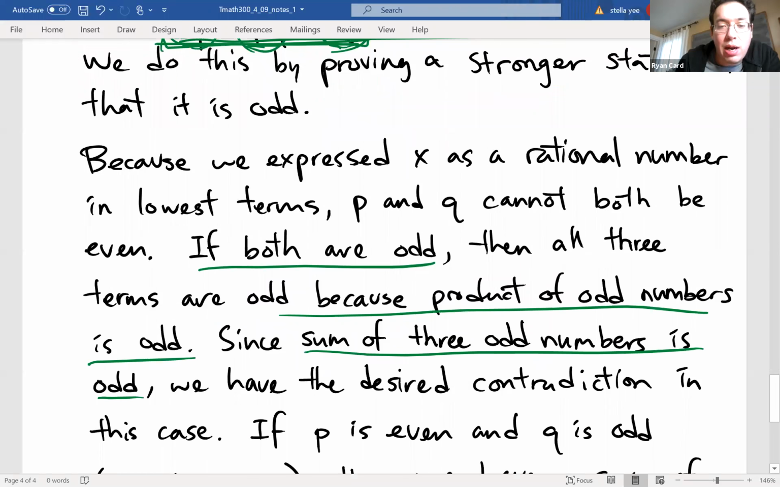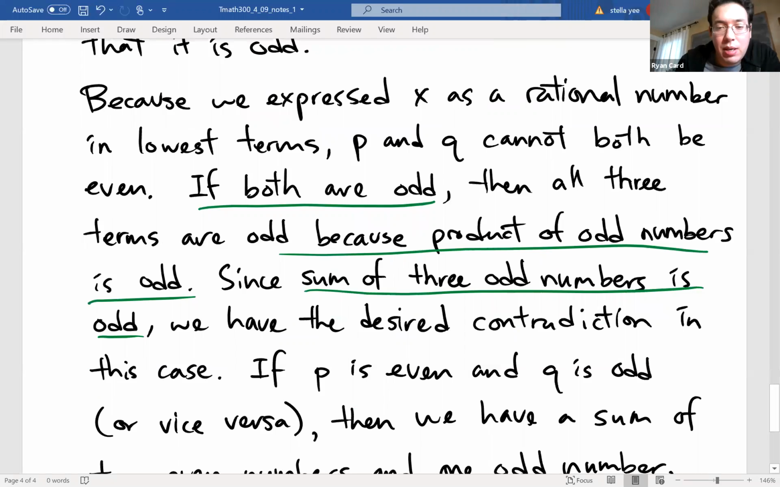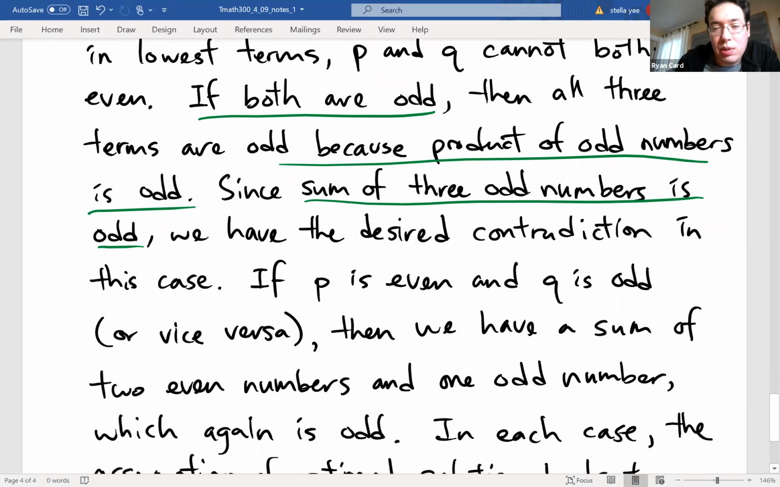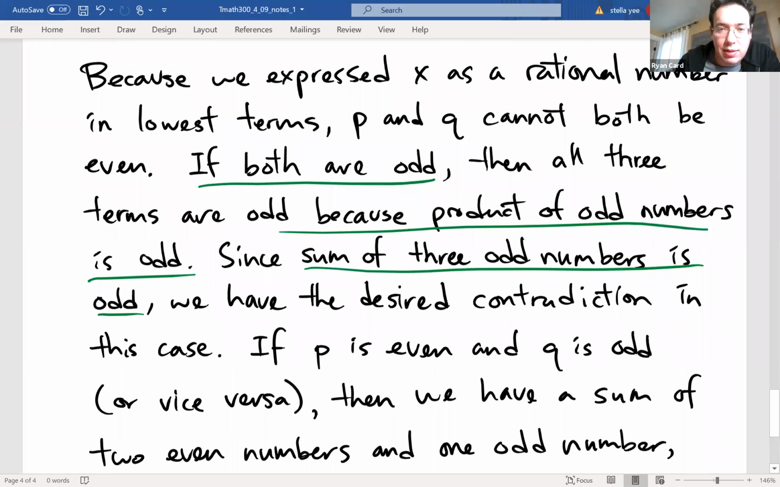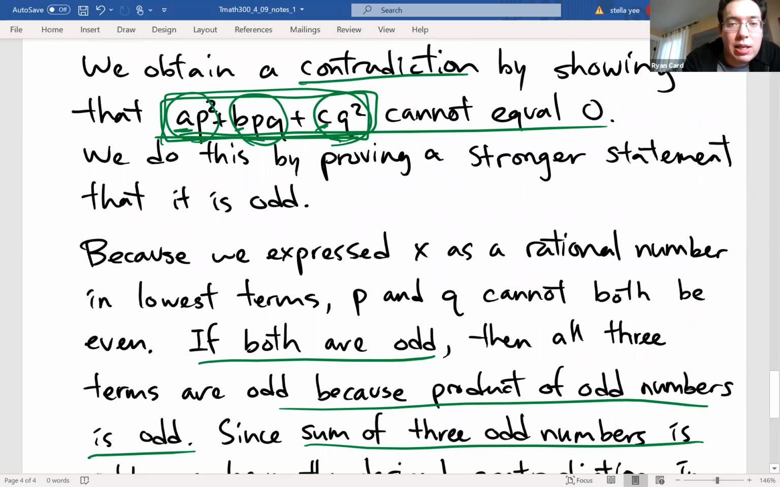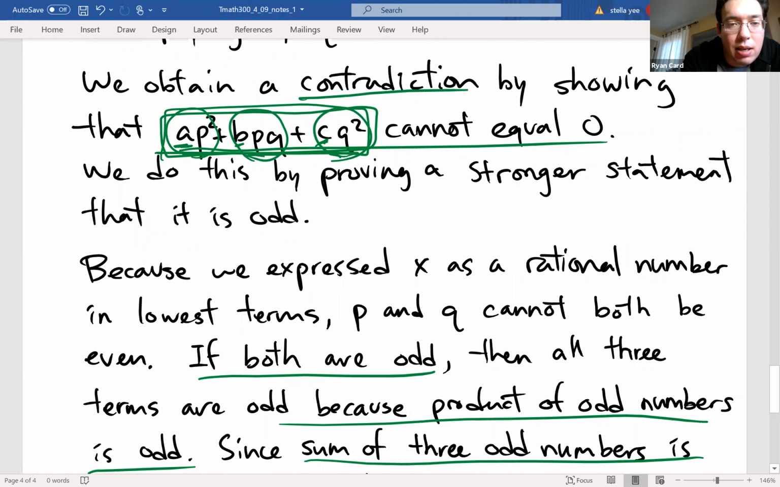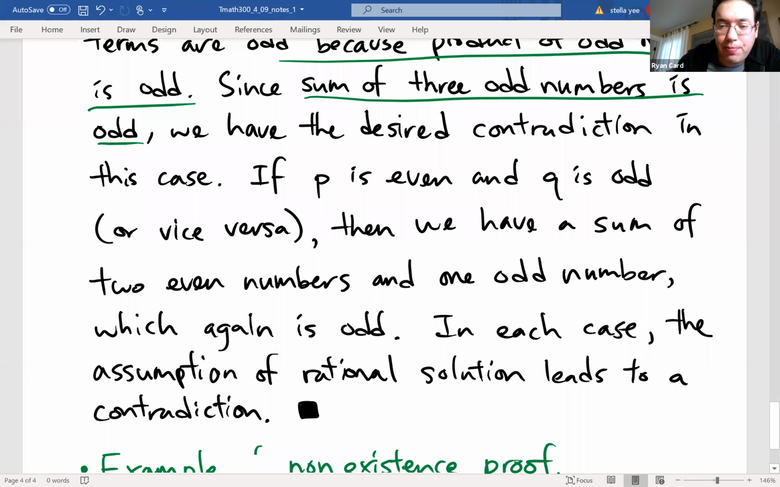Okay, so what if at least one of them is even? If P is even and Q is odd, or vice versa, maybe P is odd but Q is even, in that case, out of the three terms, two of the three will be even and one of them will be odd. So let's say P was odd, so that one will be odd. But if Q is even, once you multiply in an even number, it remains an even number. So odd plus even is going to be an odd number, and it's going to be odd in the end.